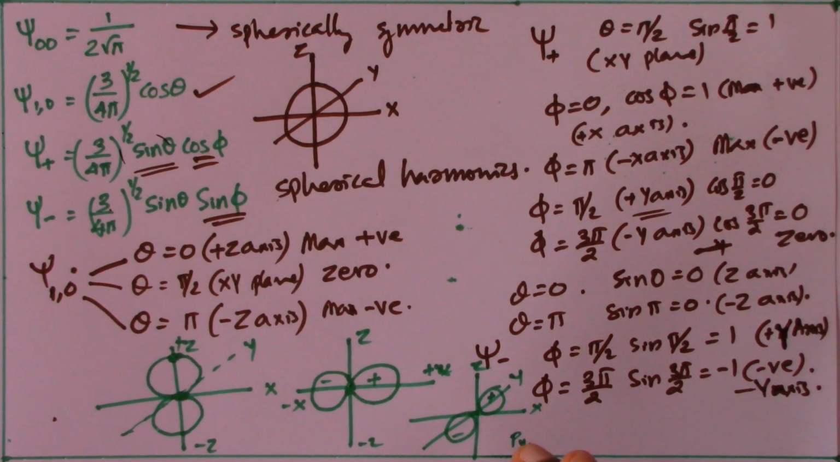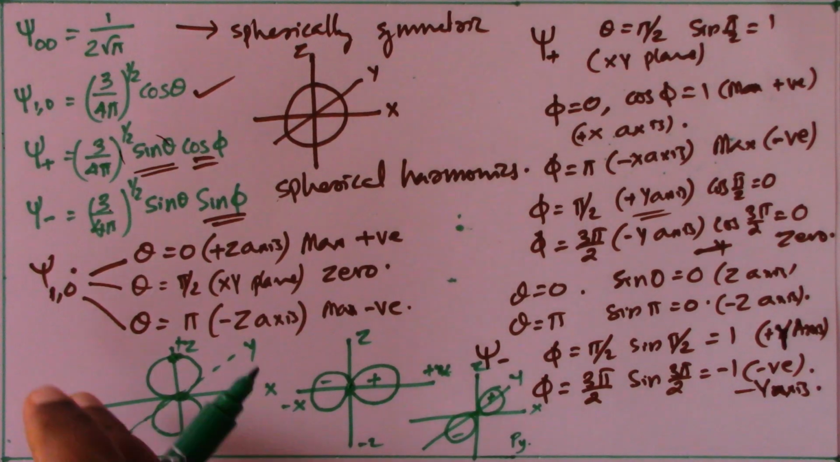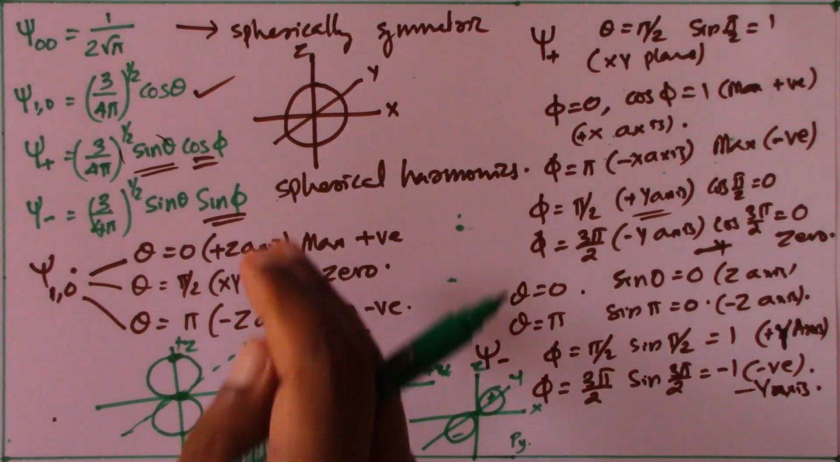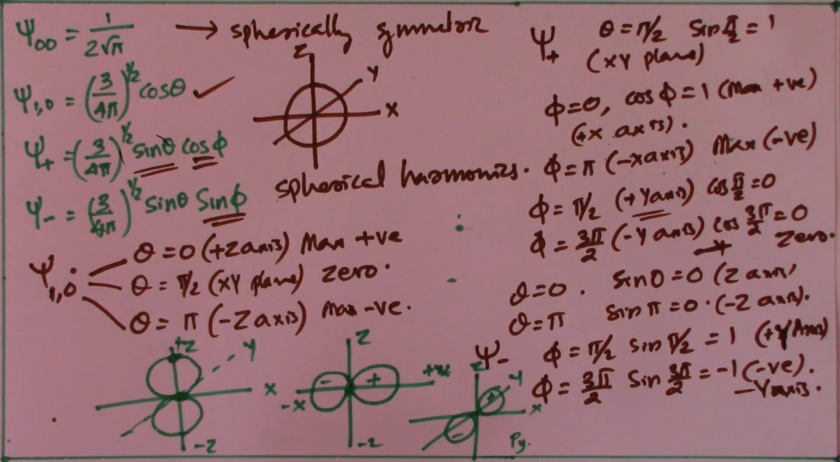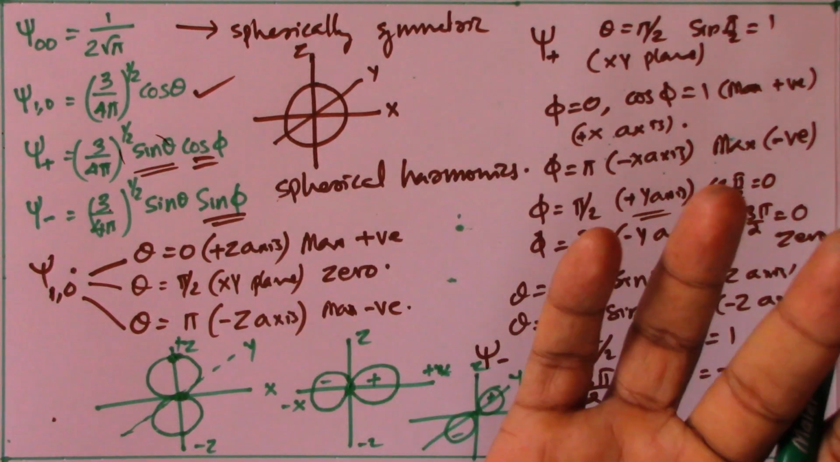Okay, but there is a wave function, and that wave function is oriented along the y-axis in this case, and that is analogous to the py orbital that we are going to learn soon. So we have the functions plotted along the z-axis, x-axis, and y-axis, and we have another function which is spherically symmetric, and this is analogous to the s orbital.